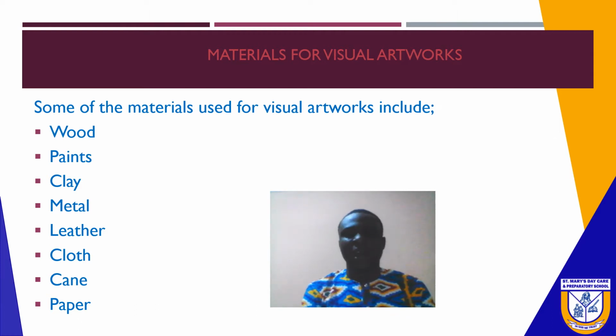Some of the materials that are used for visual artwork are: wood, paints, clay, metal, leather, cloth, cane, paper, etc. Every form of visual art that you see is made of either one or two of these materials.